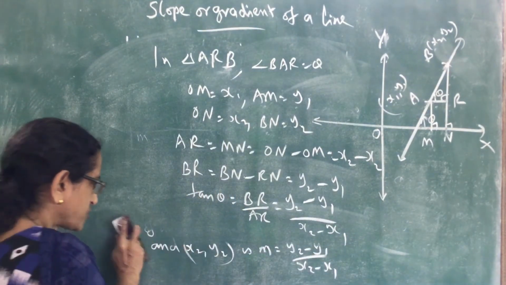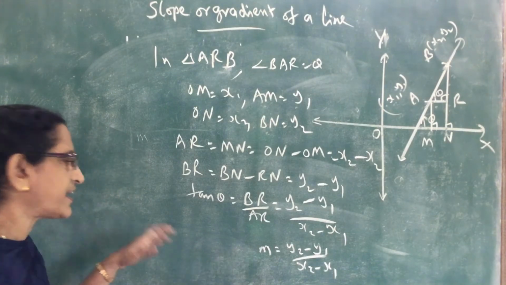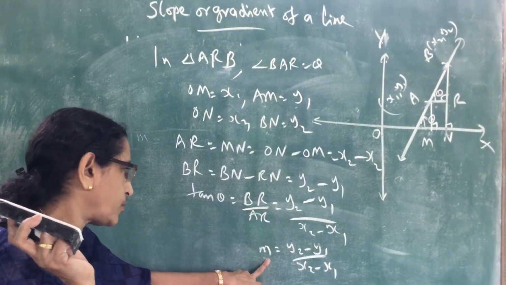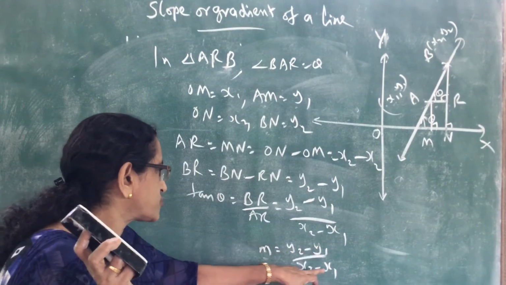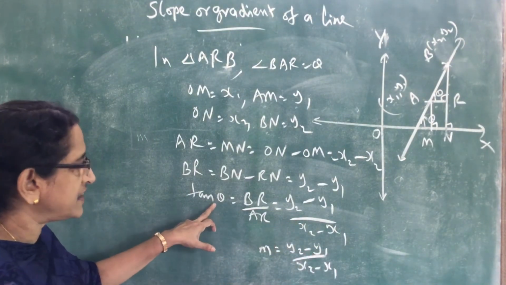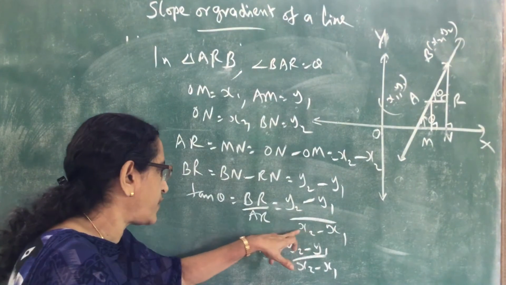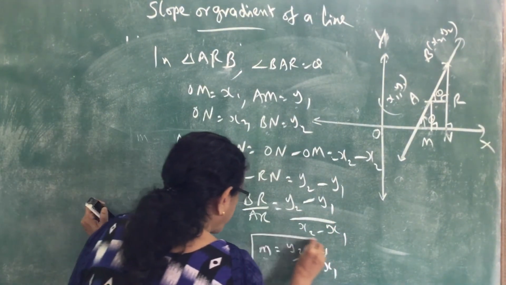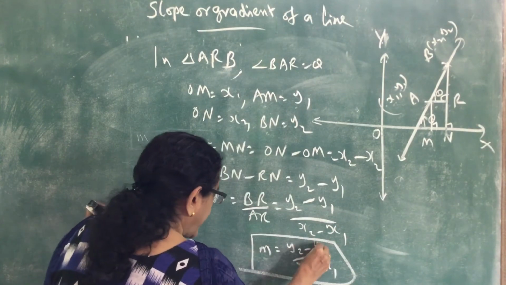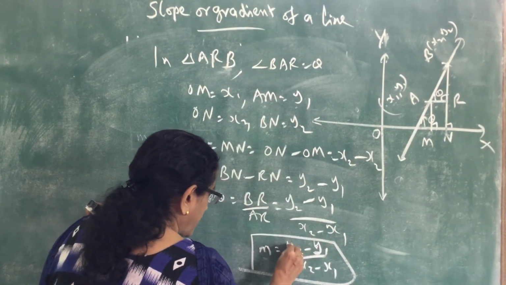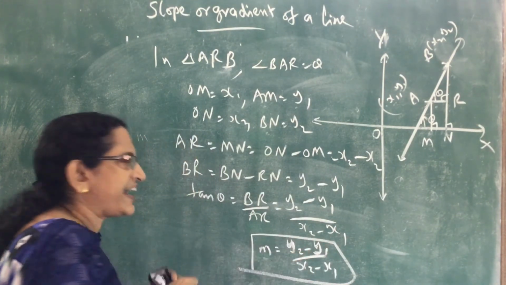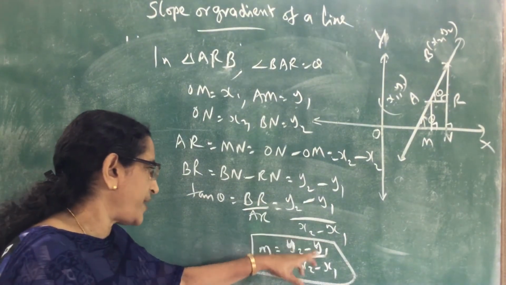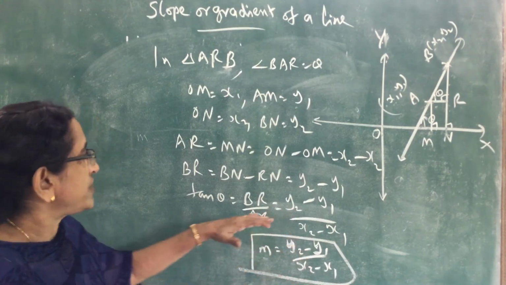So if the coordinates of any two points on the line are x1, y1 and x2, y2, then the slope of the line m equals y2 minus y1 by x2 minus x1. So we got tan theta equal to y2 minus y1 by x2 minus x1. That is the very important formula for the slope of a line.